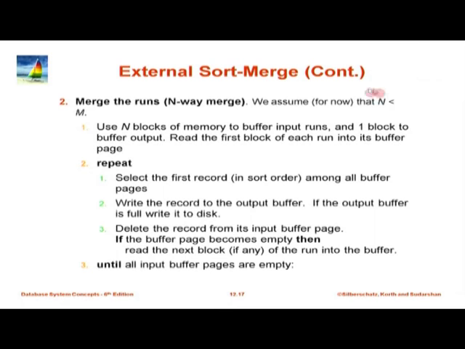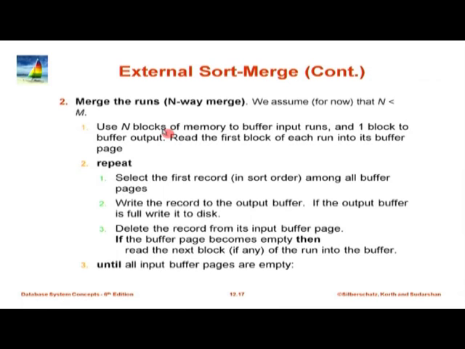We want to merge those n runs. And for now, we will assume that the number of runs is less than the number of blocks of memory available. So I'm going to keep one block of memory for buffering each of the n input runs and one block to buffer the output.